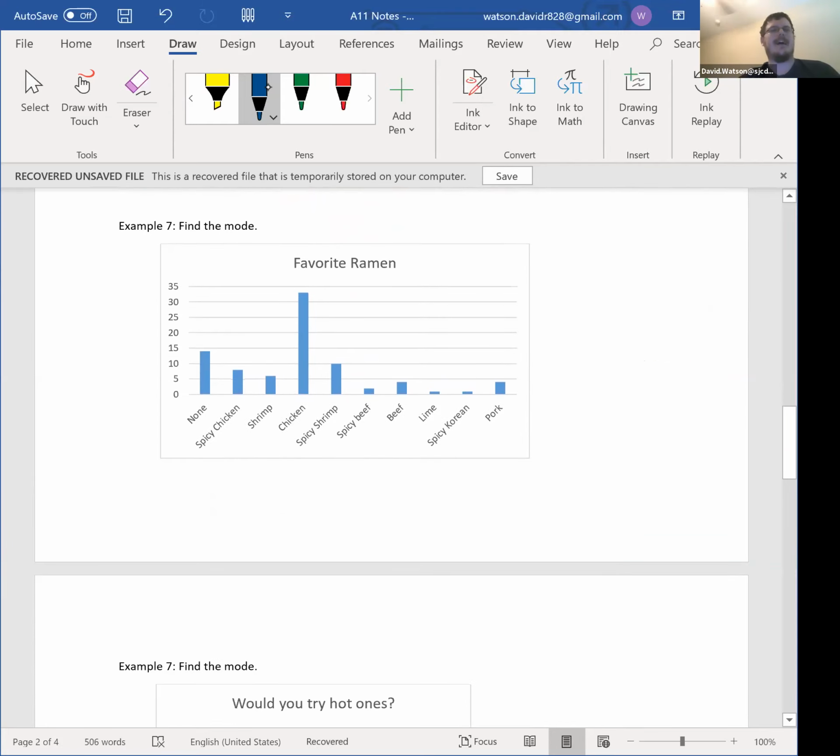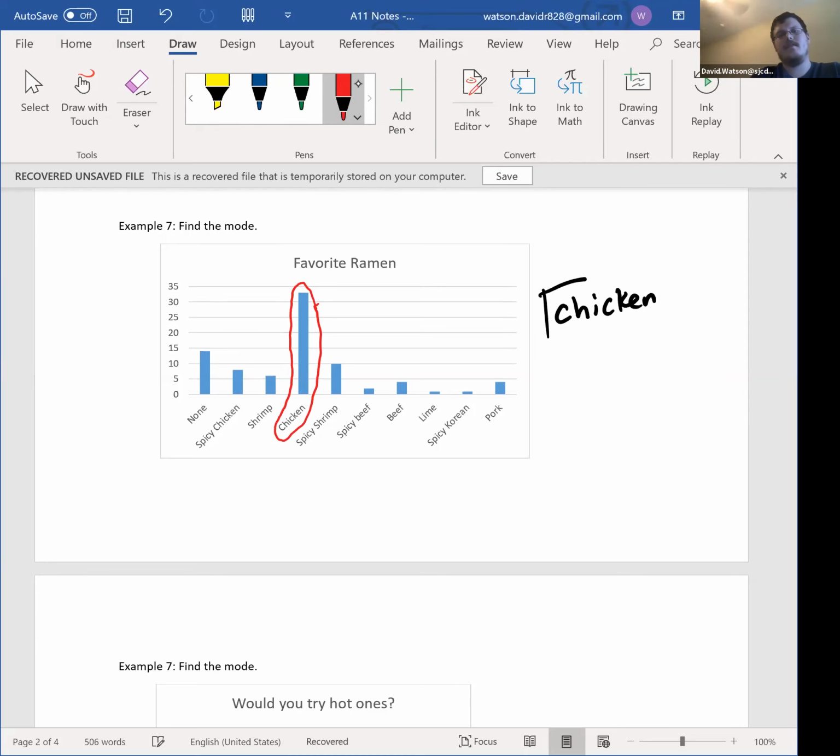All right, what about if we had a graph? So here's a bar graph, and in this case, it's the same bar graph that was used whenever we had our notes over the graphs. So if we want to find the mode, remember, all mode really means is the option that showed up the most. So for a bar graph, all that means is we look for the highest bar. In this case, the highest bar was chicken, so the mode is chicken.